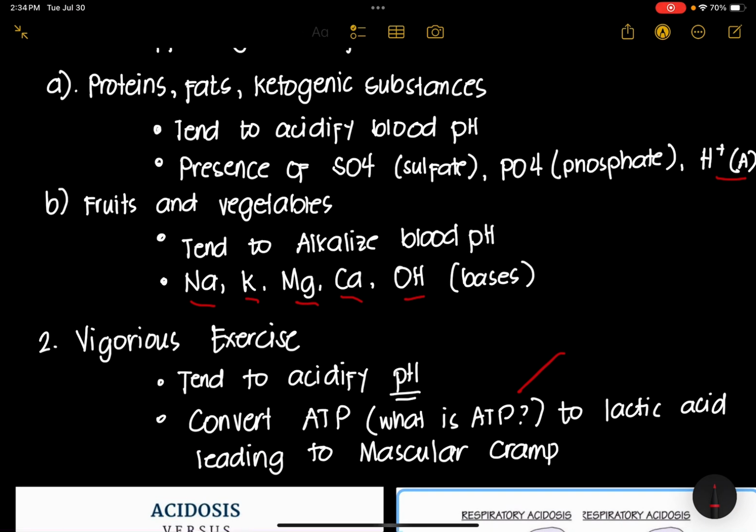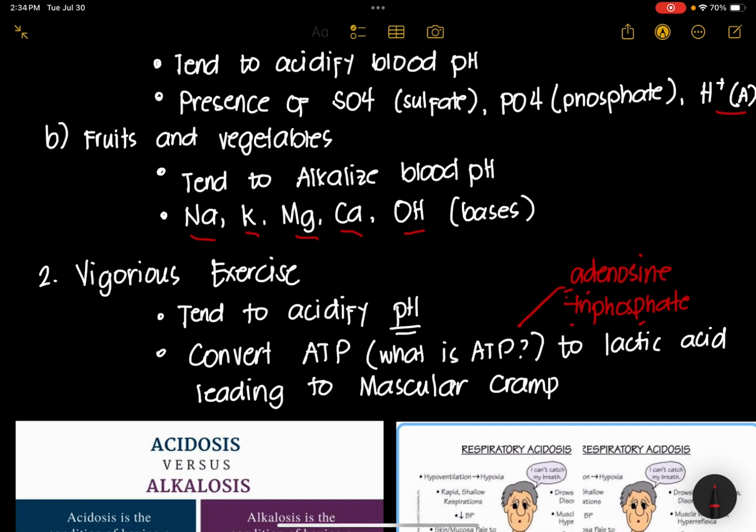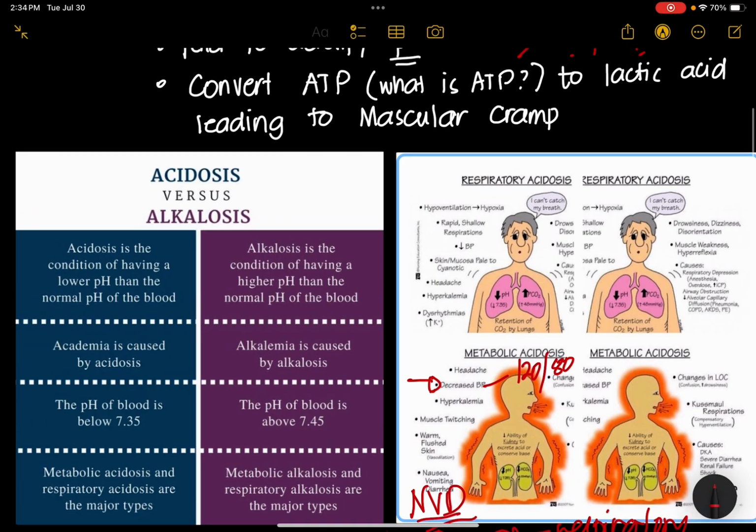Also, vigorous exercise tends to acidify the pH and convert the ATP to lactic acid, leading to muscular cramps. What is ATP? Adenosine triphosphate, or ATP. This is our energy, no? Kung nagkaroon kita carbohydrates, it could metabolize to form energy. Okay.